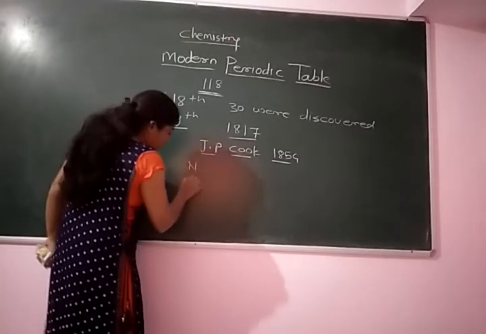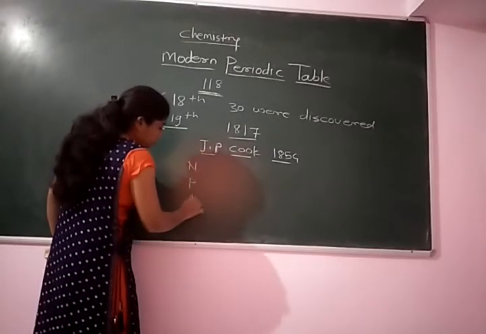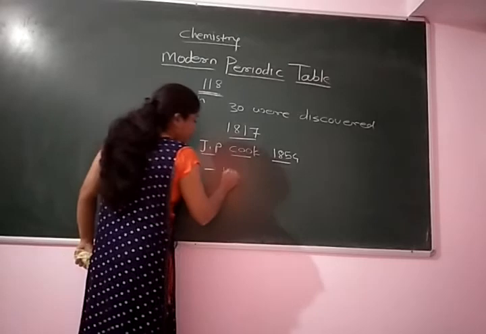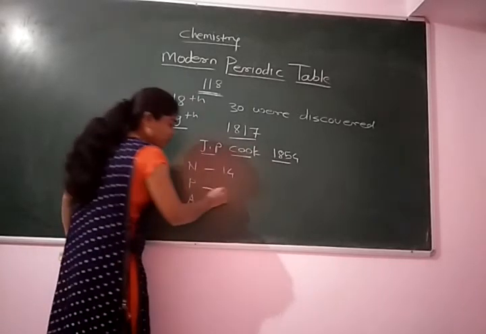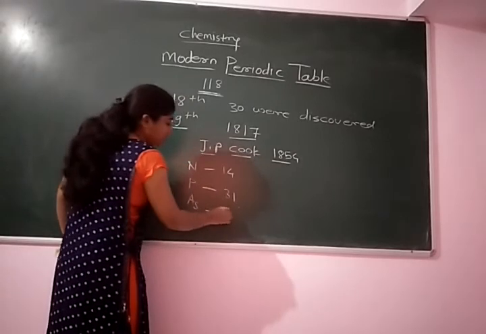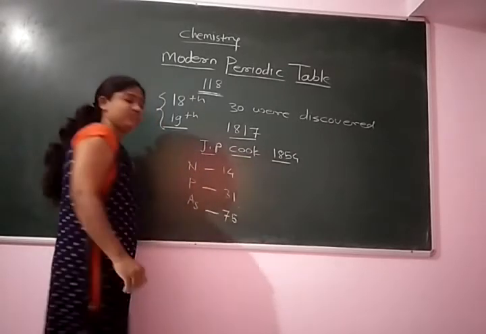Nitrogen, phosphorus, arsenic. Atomic weight of nitrogen 14, atomic weight of phosphorus 31, and atomic weight of arsenic 75.